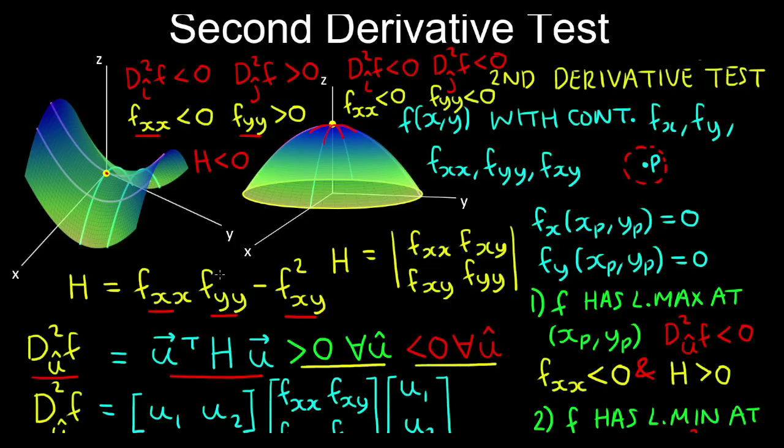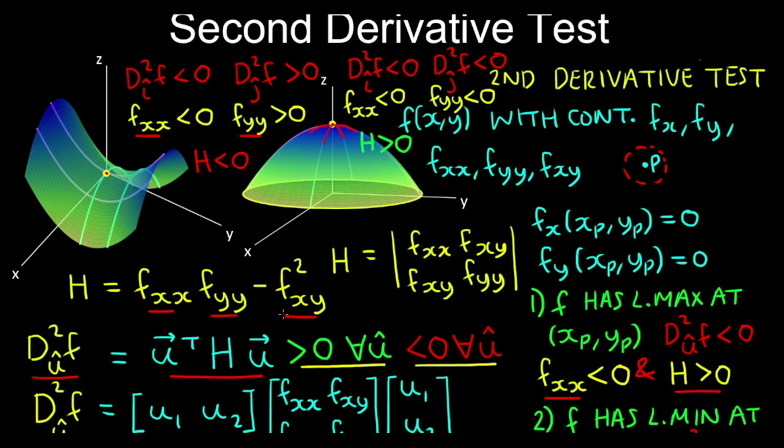So negative by negative is positive, and we have no xy terms in the equation for a paraboloid. So the Hessian in this case is larger than 0. So we've satisfied these two conditions, and therefore the function has a local maximum at this point.